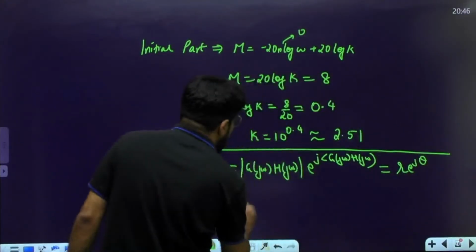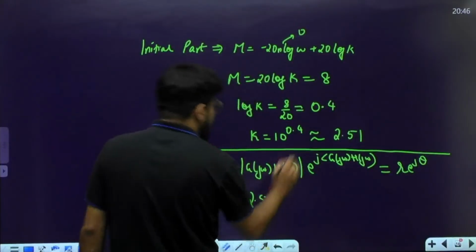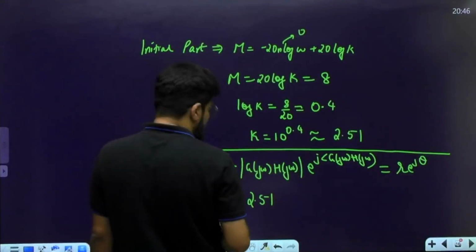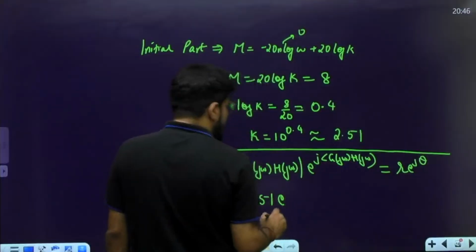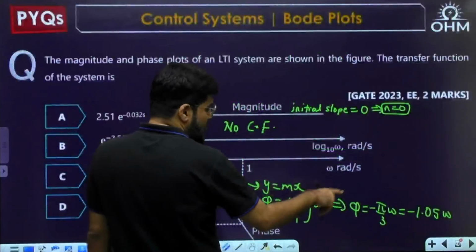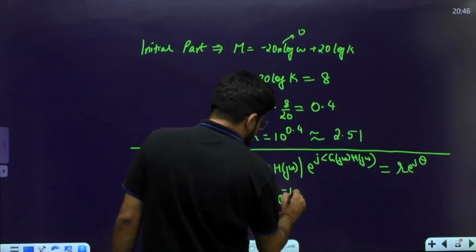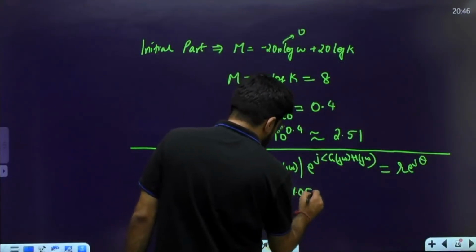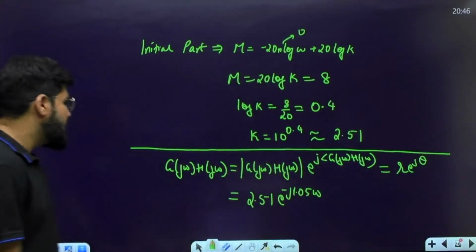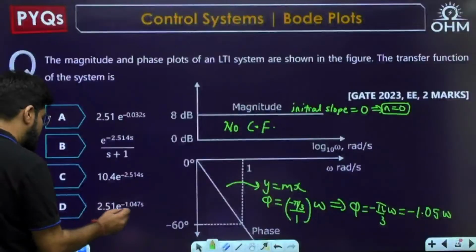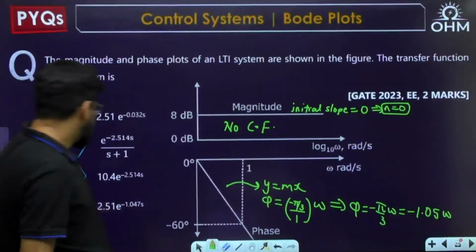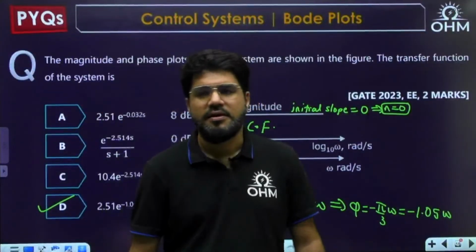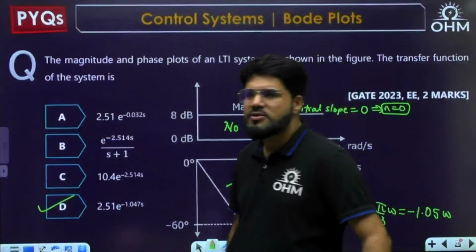So what is the magnitude? 2.51, a constant. Into e raised to the power of the phase, minus 1.05, so e power minus j 1.05 omega, or in the s domain it will be written as e power minus 1.05 s. So option number D. Check it out here. Correct, Akshay, it will not be B here, it is option number D.